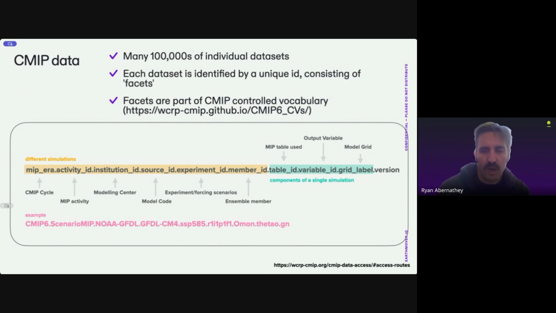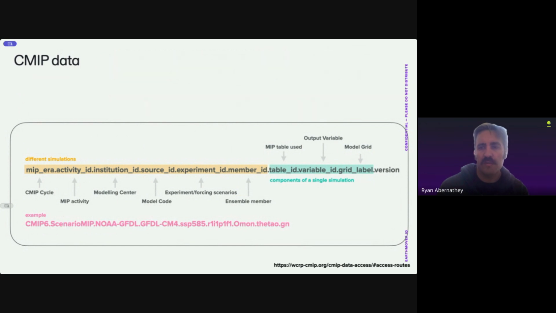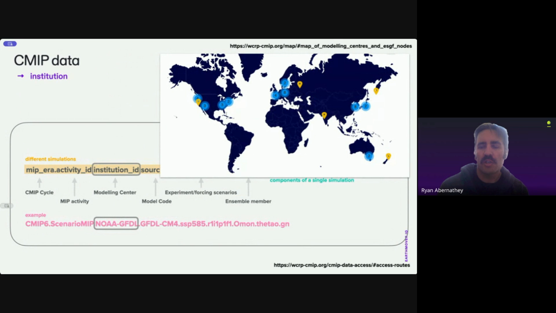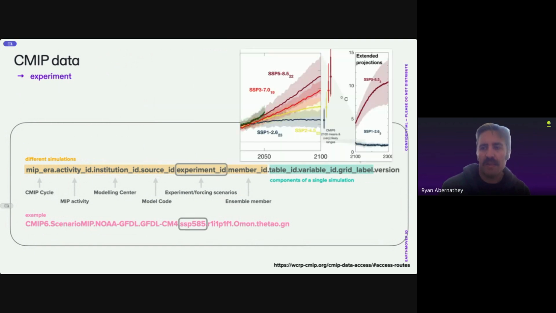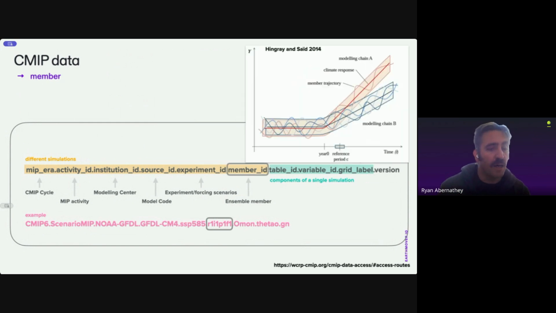Just walking through some of these, we start from the institution, which climate modeling center has produced the particular data set. We have the source: within each institution, they might have multiple different climate models that they run. We have the experiment, which is which scenario we are modeling, which emission scenario, perhaps a historical run, et cetera. We have ensembles.